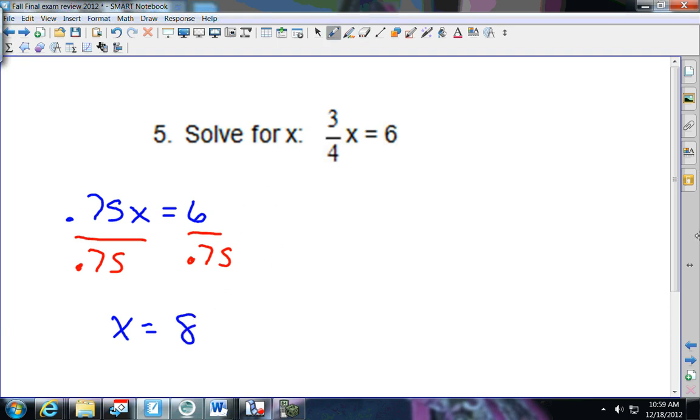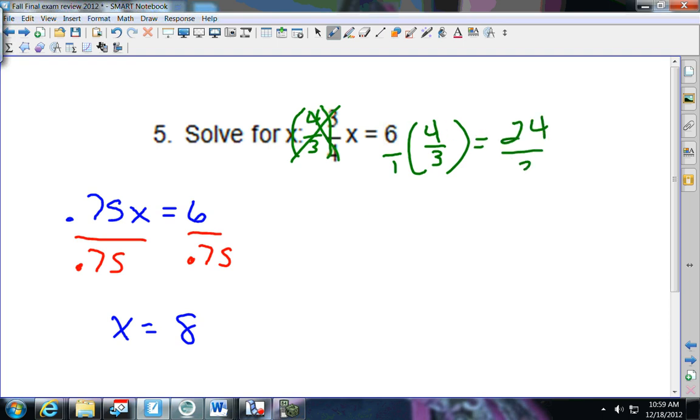To do this with the fractions, to get rid of this fraction, you would multiply by the reciprocal, meaning flip it over, 4 over 3. What you do to one side, you have to do to the other. These cancel out. This is 6 over 1. So 6 times 4 is 24, and 3 times 1 is 3, which is 8. It comes up with the same answer.